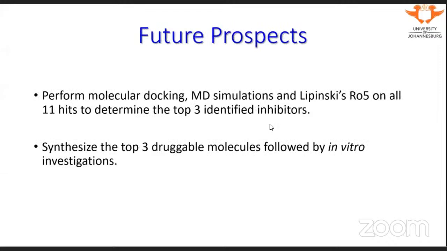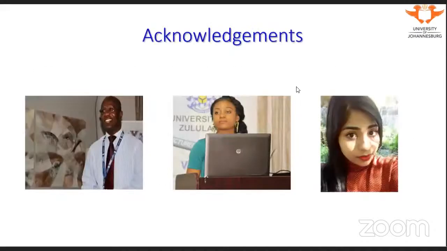Now, to further this study, the top 3 identified hits will be determined through binding each of the identified inhibitors to the protein and performing molecular docking MD simulations, as well as Lipinski's rule of 5 on each of these systems to identify those with the most negative Z score, which then reflects the best affinity of the ligand for a specific binding site on the protein. And furthermore, the druggable compounds which provide the most promising inhibition to the identified protein will then be synthesized, followed by in vitro investigations.